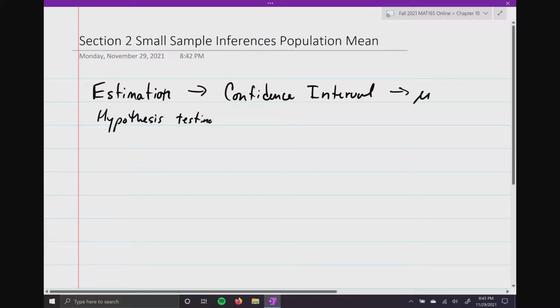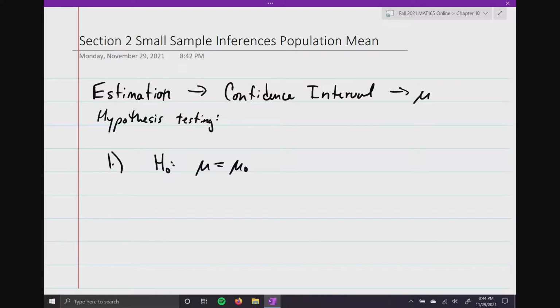Remember, there is a process in which we do hypothesis testing. So step 1, remember you want the null hypothesis, which always contains the condition of equality. So mu is going to equal some value. We're going to call it the initial value of mu itself, all right?